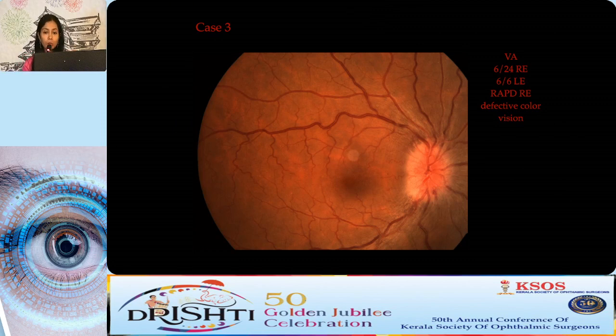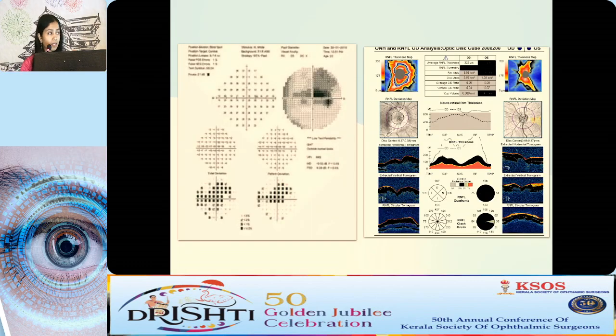Young girl with decreased vision in the right eye, pain on eye movements. Visual acuity is 6/24 in the right eye and 6/6 in the left eye, with RAPD in the right eye and defective color vision. What is the diagnosis? It's optic neuritis. So here the field was showing centrocecal scotoma, and this is something we do expect because the disc was edematous. So that would help to quantify the amount of thickening.